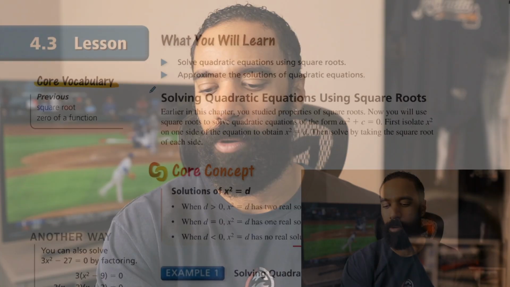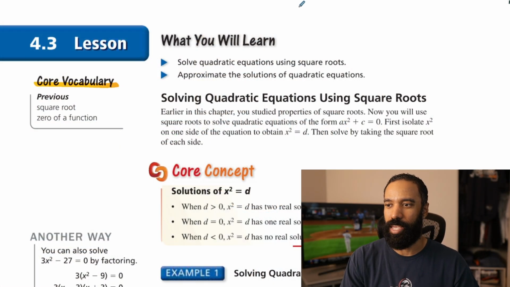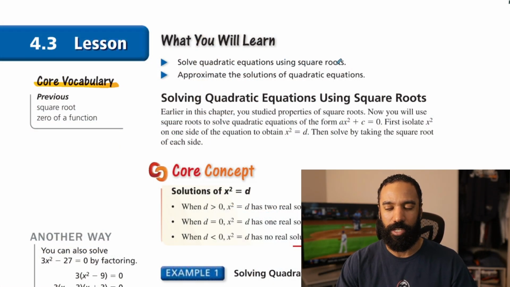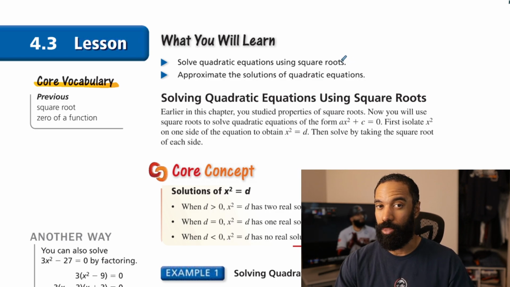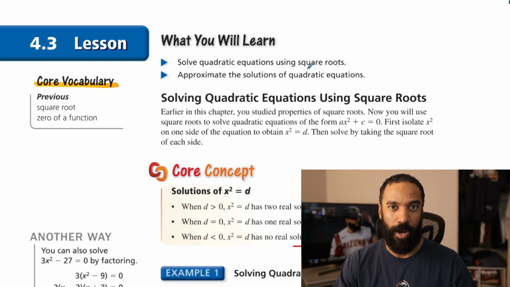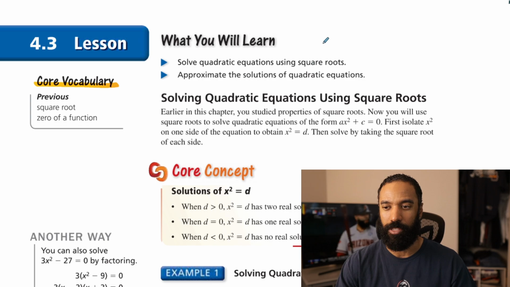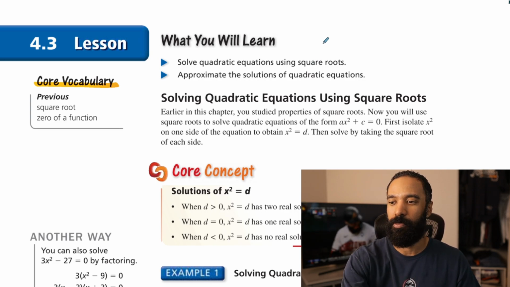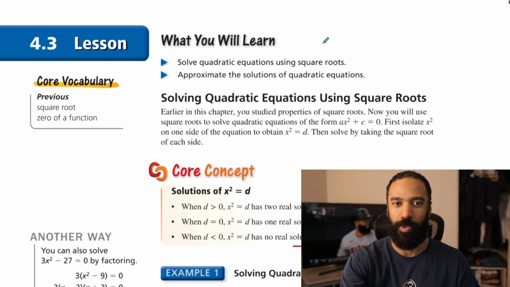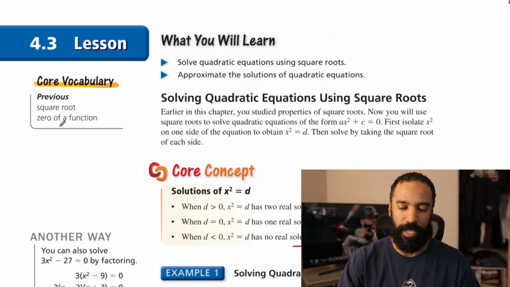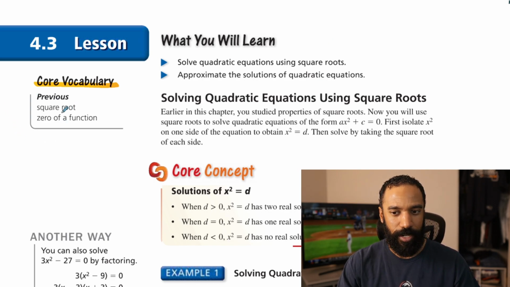for section 4.3. Let's begin with saying we're going to solve quadratic equations using square roots. And all the other ones, 4.4 and 4.5 as well, are going to have square roots involved in some way, so just be ready for that. And approximate the solutions of quadratic equations, which does indeed sound like we are going to be using our calculator here. So previous core vocabulary is square root and the zero of a function.